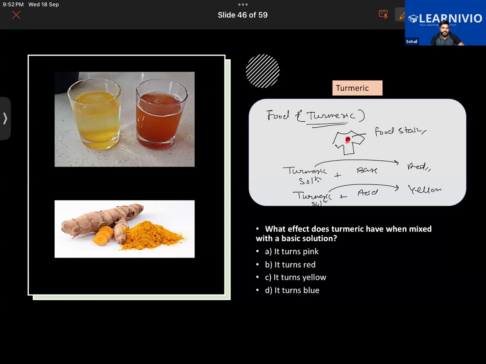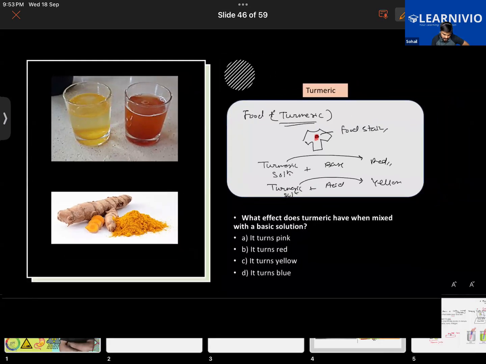Sir, it'll turn green. In base it's green, right? In base it is green. In acid it's dark pink, or you can say magenta color. Okay, now getting it.